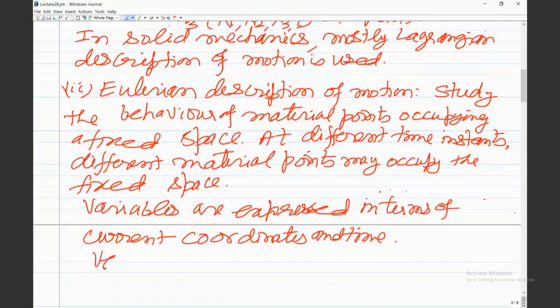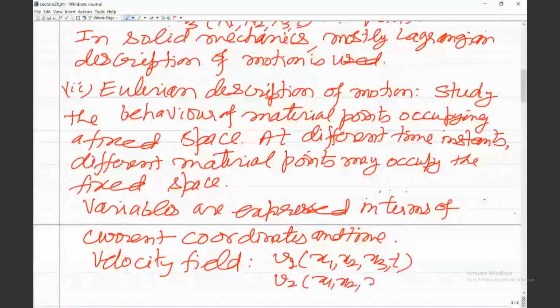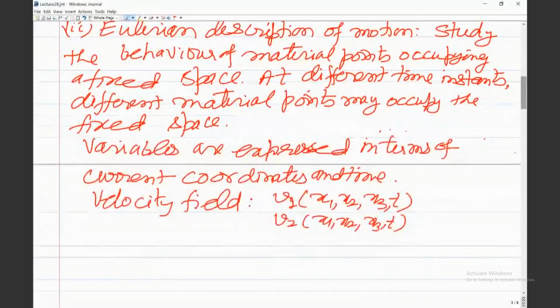So for example, if you look at the velocity field, let's say we have velocity along the x1, x2, x3 directions. So v1 would be expressed in terms of small x1, x2, x3 and t. Similarly, v2 would be expressed in terms of small x1, x2, x3 and t. Notice the difference: in the Lagrangian description, we describe all the variables with respect to reference coordinates, whereas in the Eulerian description, we specify the variables as functions of current coordinates. So v3 would again be a function of x1, x2, x3 and t.